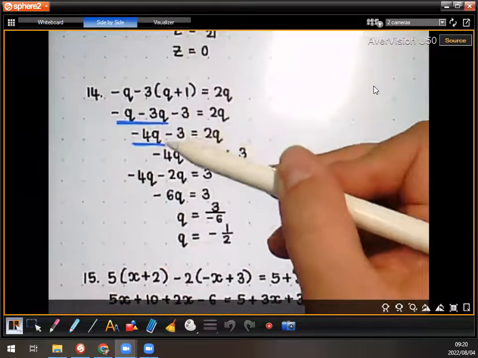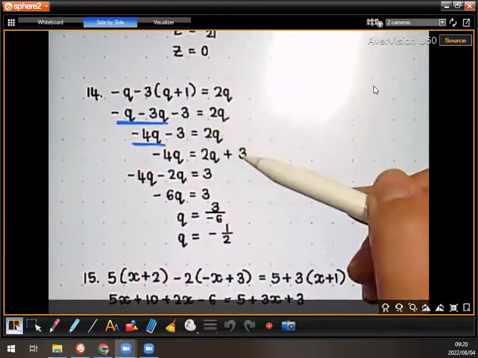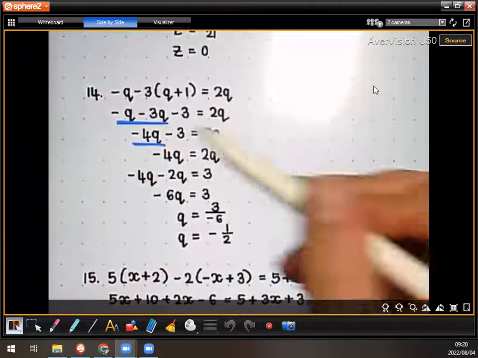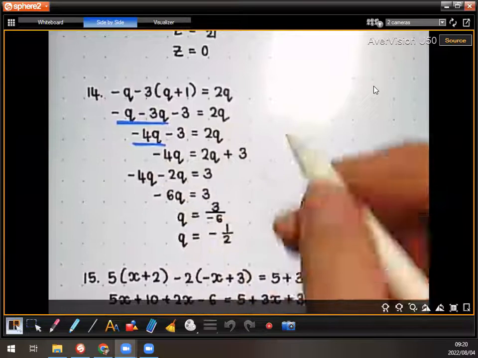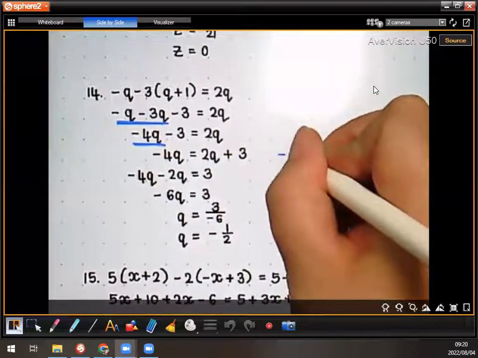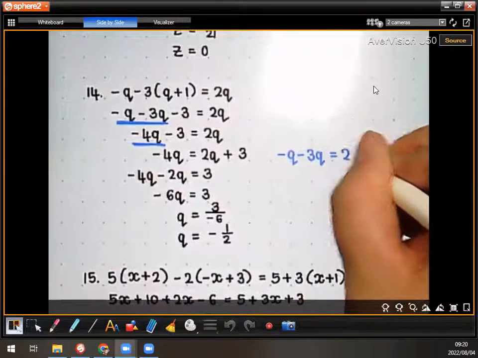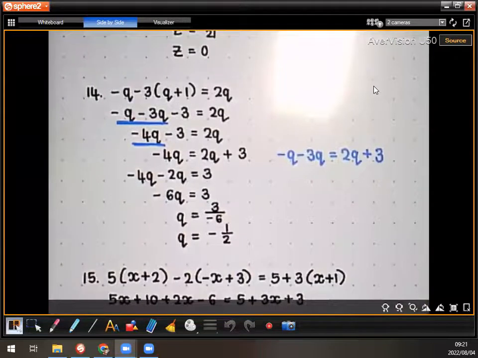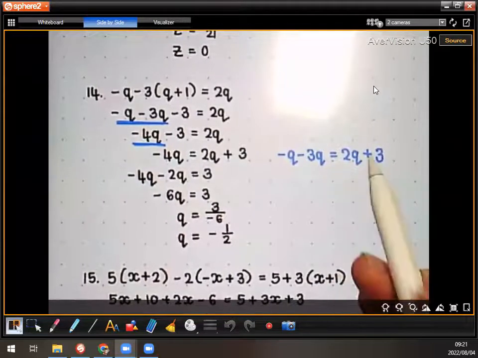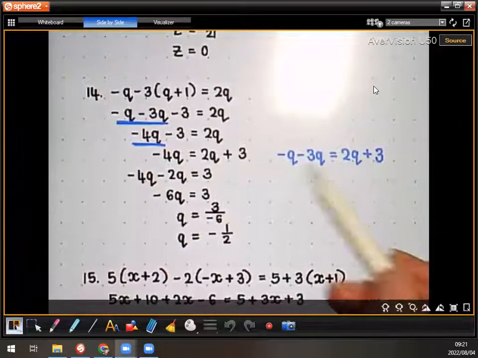And then I decided, okay, now let's move this negative 3. What's the opposite of minus 3? Adding 3. Okay, so I didn't actually do any opposite operations here, guys. So maybe for this line, you still have negative q minus 3q equals 2q plus 3. That's fine, you still have that. Okay, if you didn't simplify to negative 4q like I did, that's okay. All right, so this line is just fine.